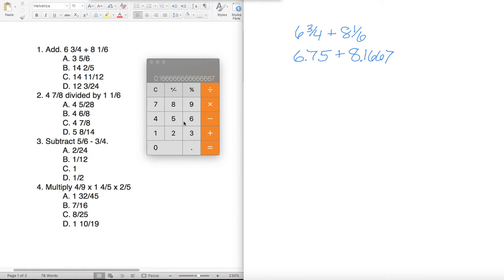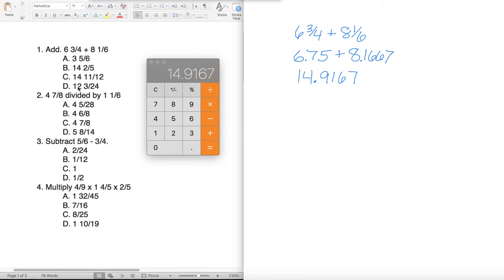So now all we need to do is put that into the calculator. 6.75 plus 8.166 equals, and we get 14.9167. Now, of course, that doesn't match any of our answers here because our answers are also in fractions.